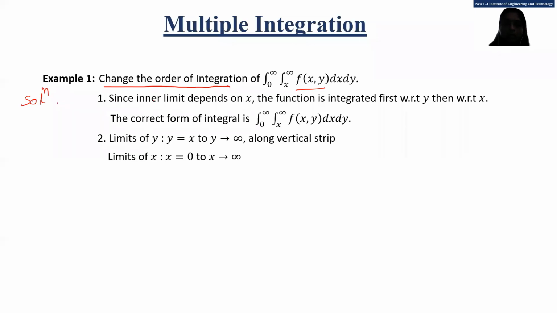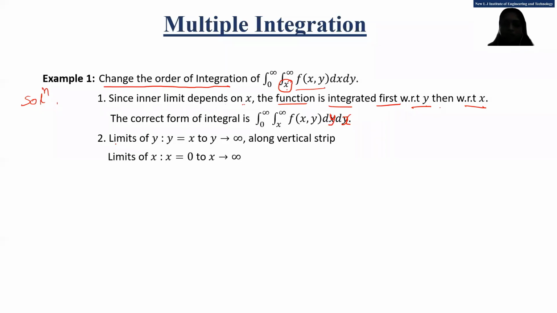First, see here, our inner limit depends on x. It means the function is integrated first with respect to y. This is the most important thing. Okay, understand carefully. Inner limit depends on x. Means the function is integrated first with respect to y, then with respect to x. So the correct form of the integral is 0 to infinity, x to infinity, f of xy. Here first we integrate with respect to y, then with respect to x.